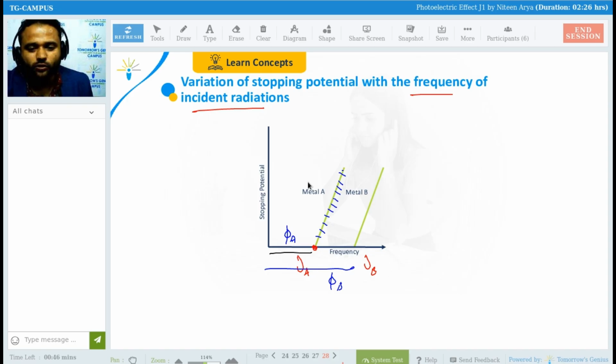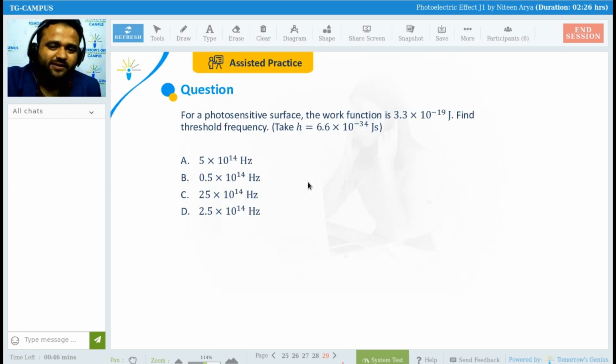Okay, so theory wise we are also done. I think this is your first question. Do that and tell me the answer. For a photosensitive surface, the work function is this. Find the threshold frequency. Very easy. The work function is given, and you need to find the threshold frequency.